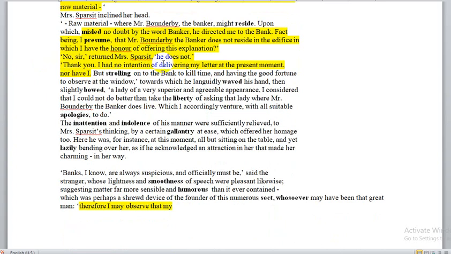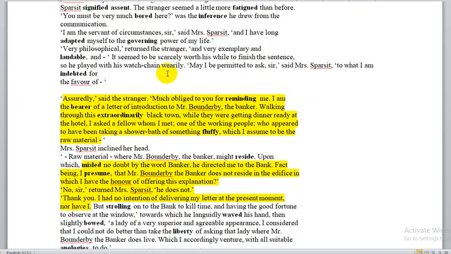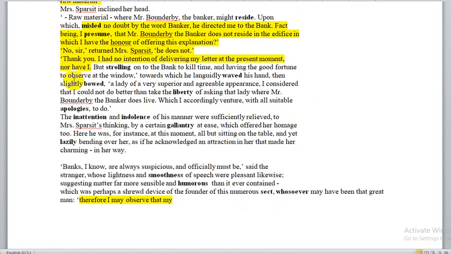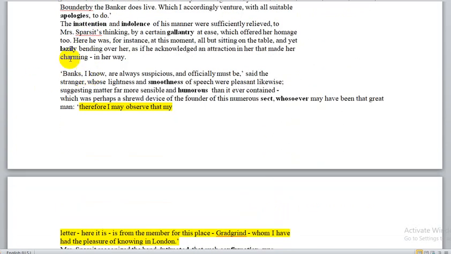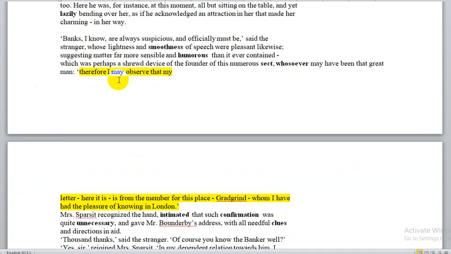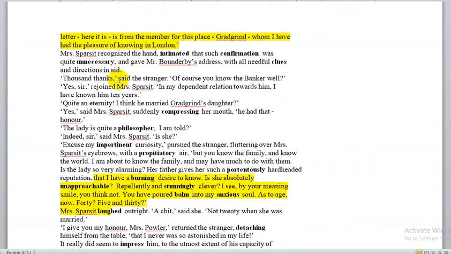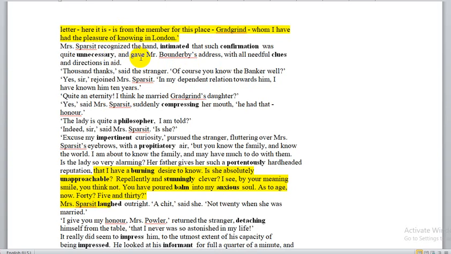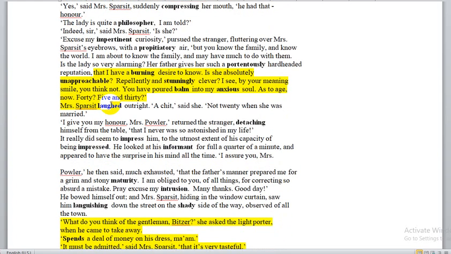"No, sir, he does not live at the bank." "I had no intention of delivering my letter at the present moment, nor have I." And then she directs him to Mr. Bounderby's house. And it seems that the letter is from the member for this place, Gradgrind, "whom I have had the pleasure of knowing in London." So he is sent by Gradgrind from London to Coketown with a letter of introduction to Bounderby, in order to come to Coketown and meet Bounderby.